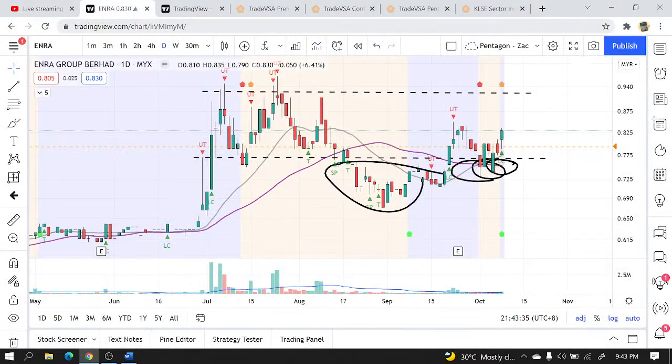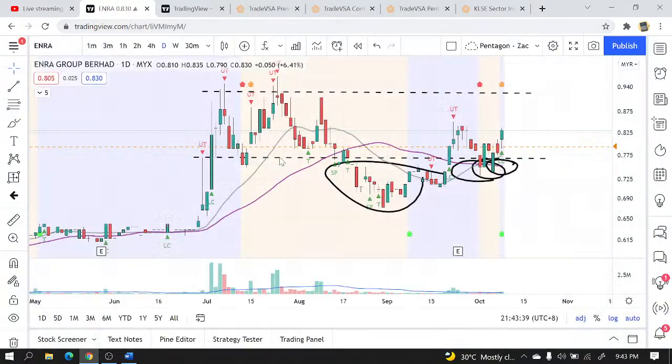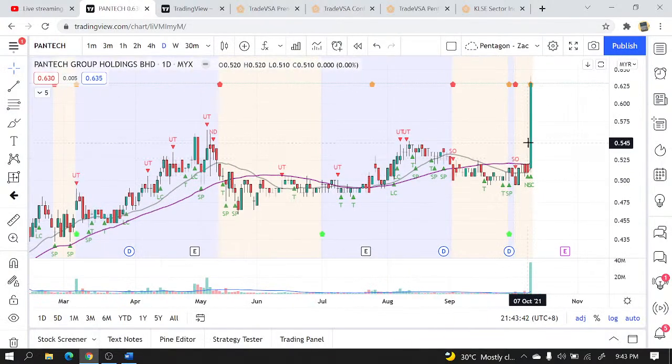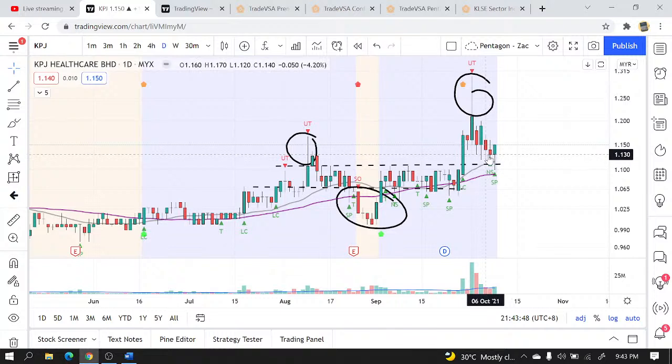I think KBJ is pretty good, but just that they got a big UTs. So we monitor for a few more days. Oh yeah, this one went back up too fast. 23%. Okay, never mind. KPJ. Let's look into KPJ. Okay, we got NS over here.